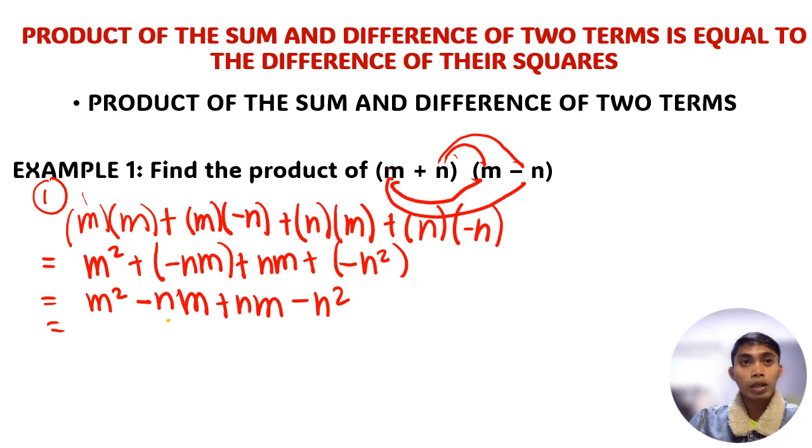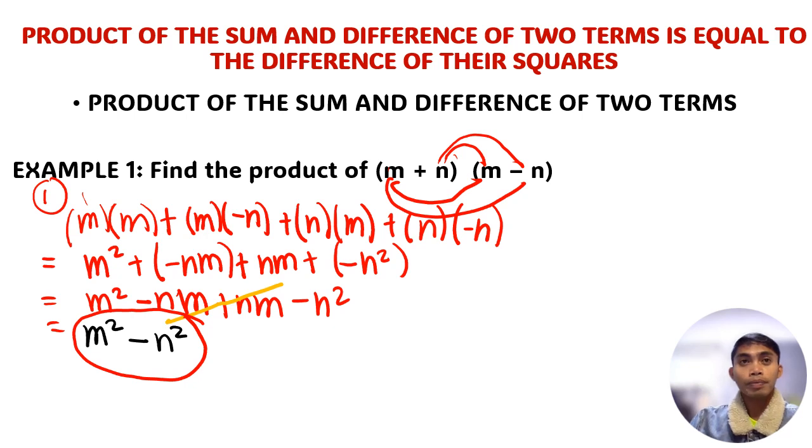Simply we cancel out the negative nm plus nm. So simply copy m squared minus n squared. We cannot subtract these remaining two terms since they are not like terms. Therefore, we can conclude that our final answer is m squared minus n squared. So the product of m plus n times m minus n is equal to m squared minus n squared.